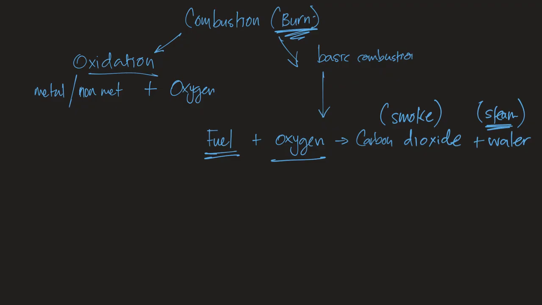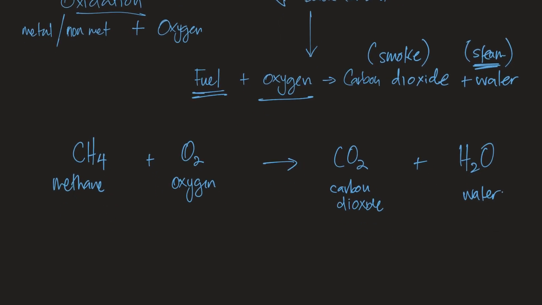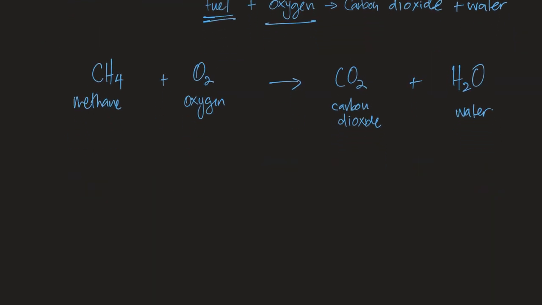So I'll give you a basic one. Let's say we have something called CH4, which is methane, plus O2, which is oxygen, will give me CO2, which is carbon dioxide, plus H2O, which is water. Right, that's my equation. Now I need to balance that equation.